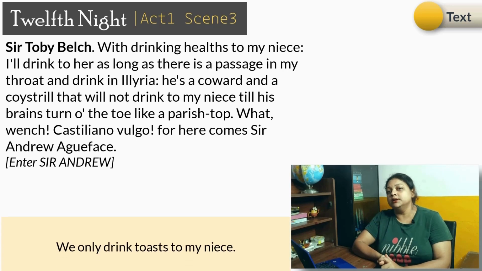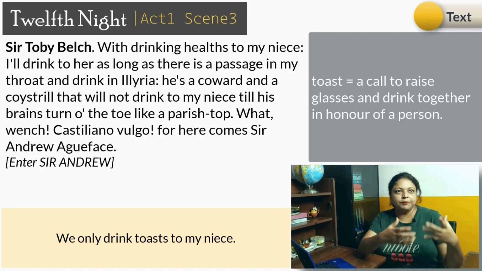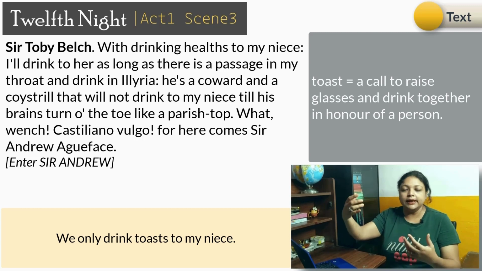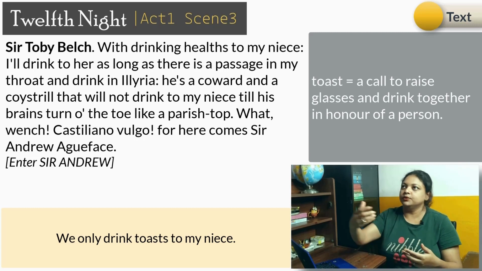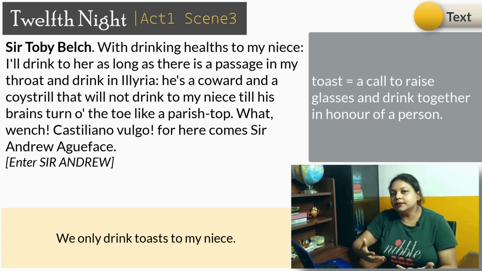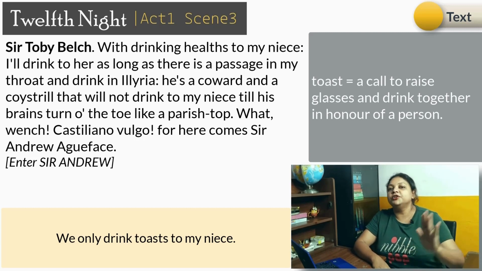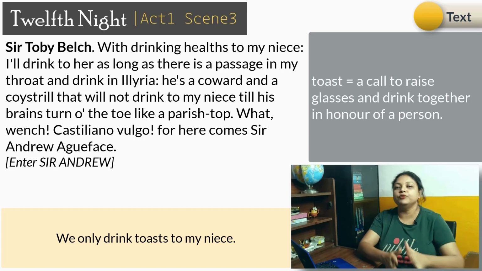With drinking helps to my niece. Yes, I'm drinking. So what? Whenever I drink, I raise a toast to Olivia. See, when people drink, they raise a toast. Like they raise their glass and they address something or somebody and they wish something good for that person. Okay. So whenever Toby drinks, he says to Olivia and then he drinks. And he feels that by doing that, his niece's health will become better. Okay, so this is his excuse, nothing more than that. He's justifying his drinking, saying that he will drink because he loves his niece and he wants his niece to prosper, and every time he drinks to her name which will benefit her.